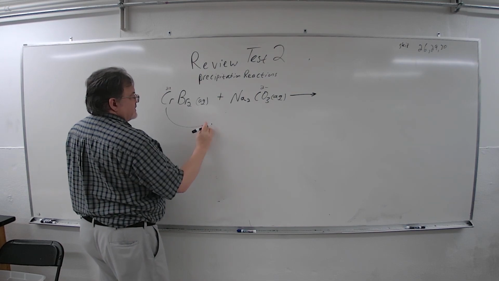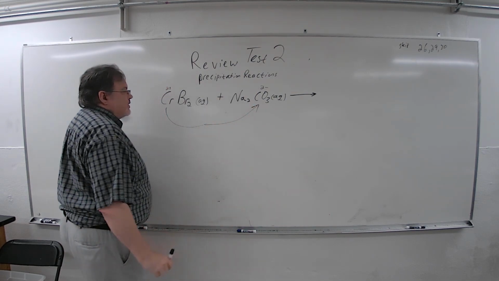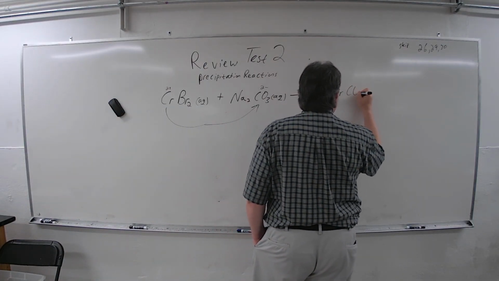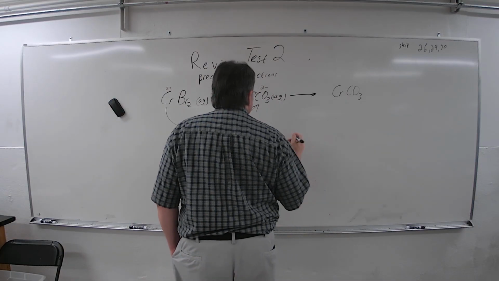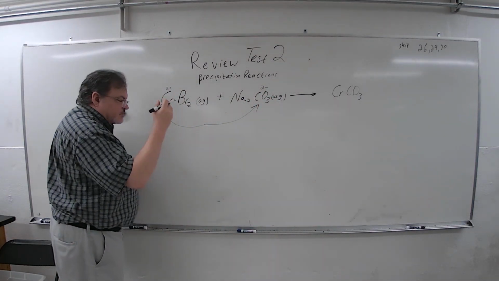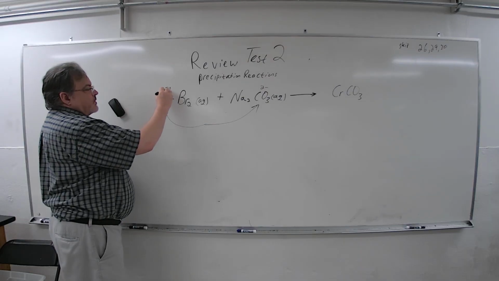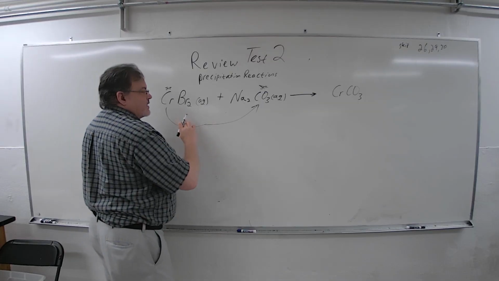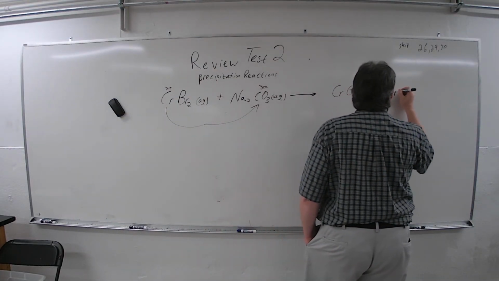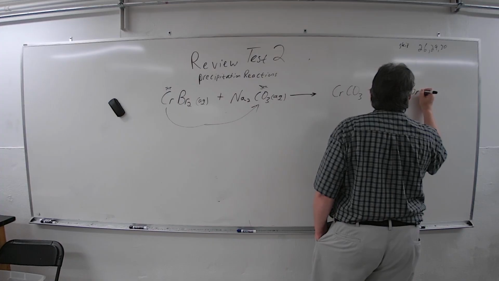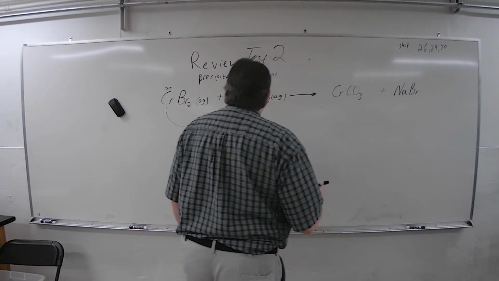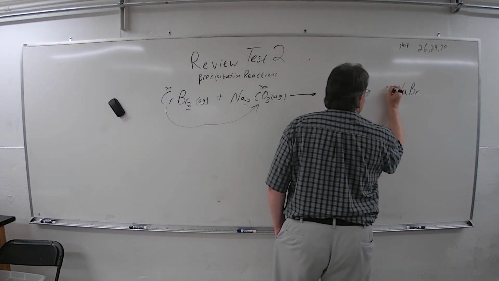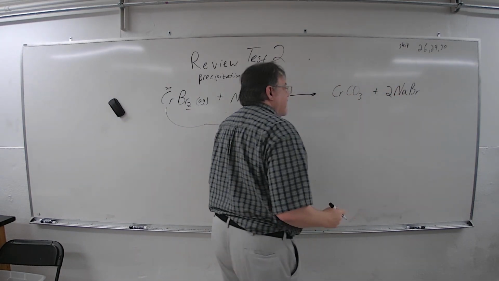All right, so yeah, now this goes there. We're going to make chromium carbonate. They're both 2 charges, magnitude 2 charges. So the +2 and the -2 cancel out, so that's correct. And then we're going to make NaBr. And to balance this, since I've got 2 Brs here, 2 Nas, I need to put a 2 here. Now it's balanced.